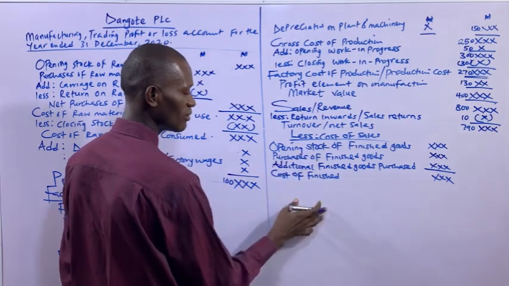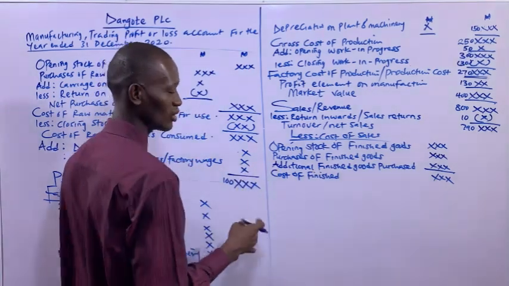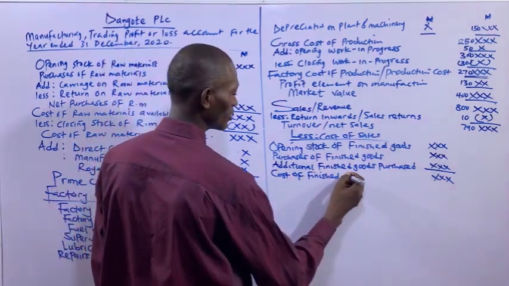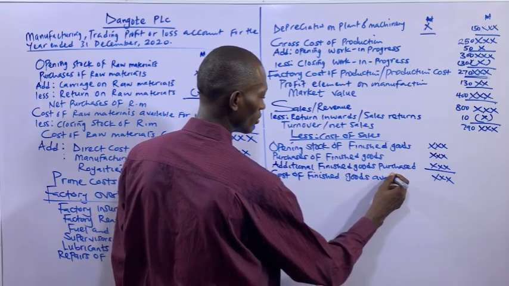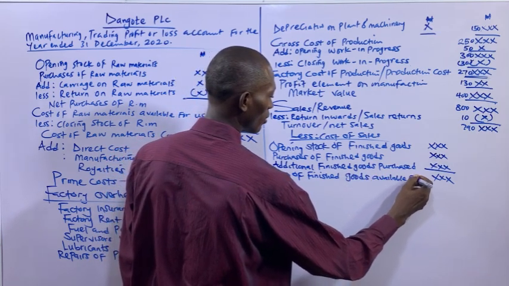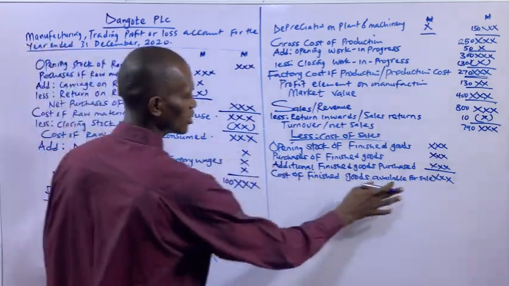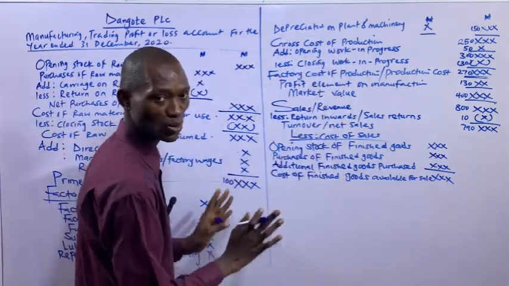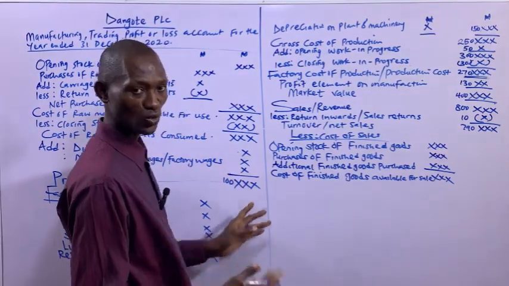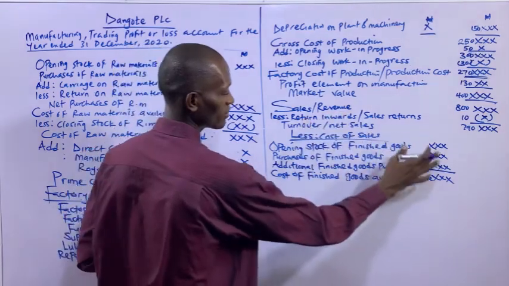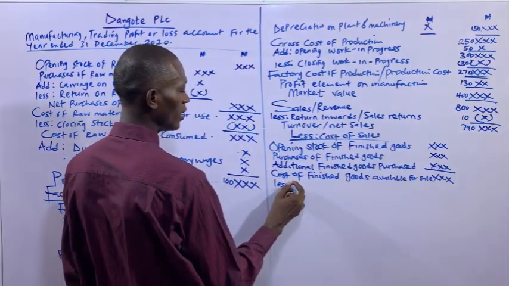I hope you can see my handwriting. If that seems a little bit tiny or small, it's cost of finished goods available for sale. You can see this one is for use, while this one is for sale. Because it's finished goods. So finished goods are for sale, while raw materials are for use. That's why we have use here and sale here.